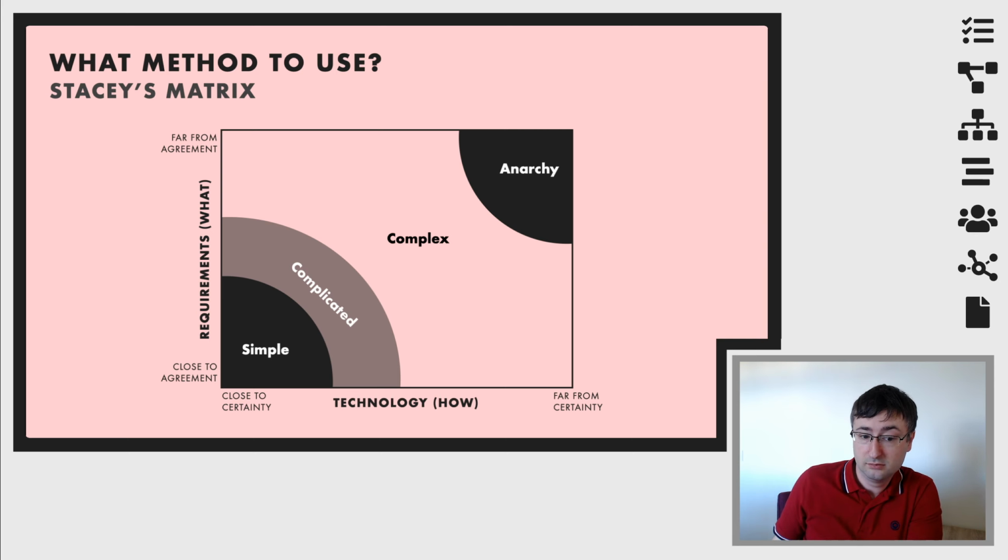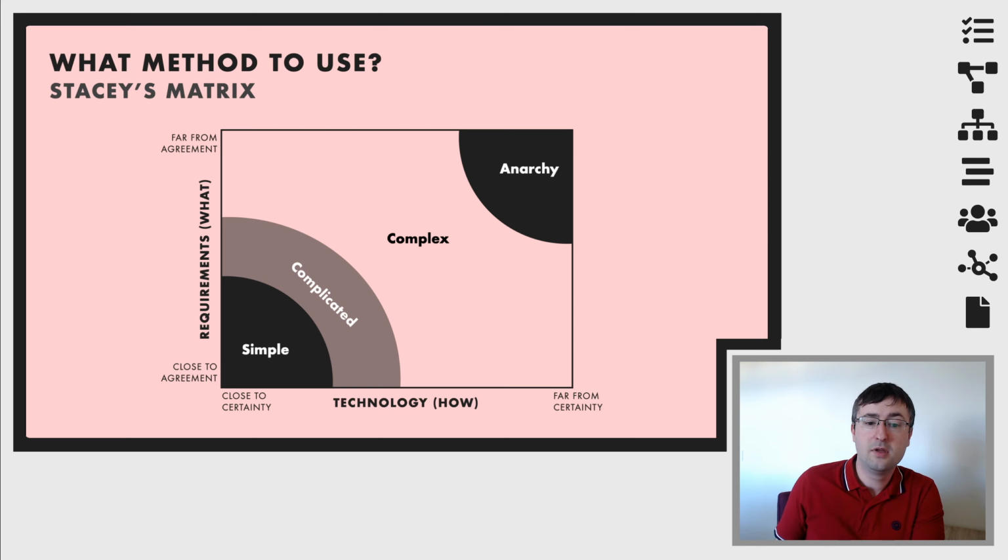So simple, so close to agreement in terms of the requirements and in terms of the technology we want to use, so we know what we're using. This is probably where Waterfall is going to be the best technology to use. Complicated, so kind of having a rough idea about technology and a rough idea about requirements. This is where Agile is well suited. You could probably get away with using Waterfall here, but Agile would work here a little bit better. Think 5-year vision type project.